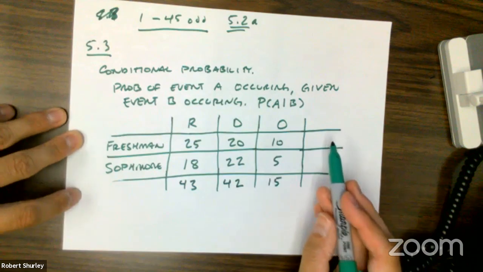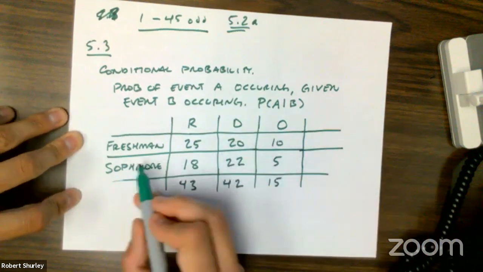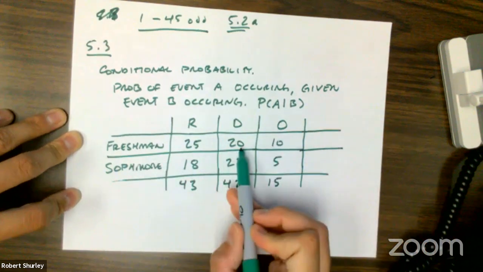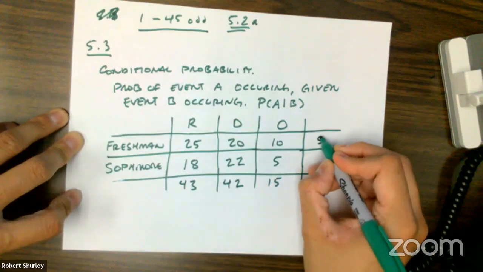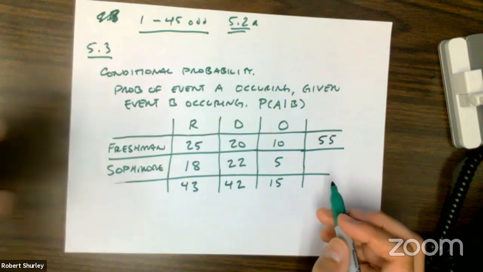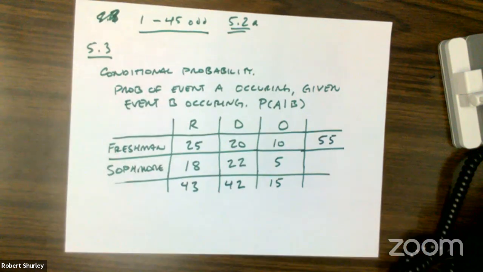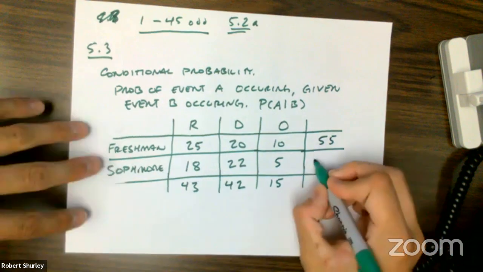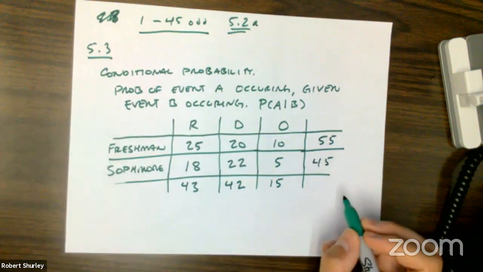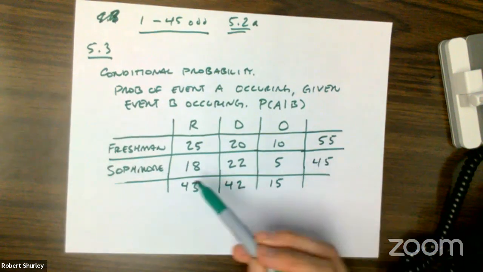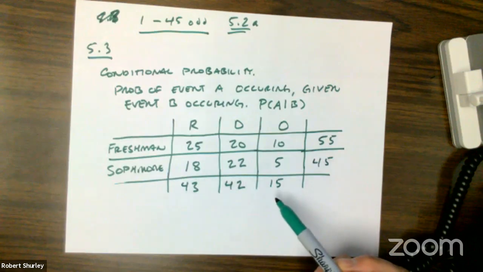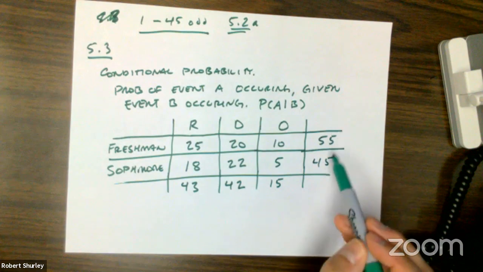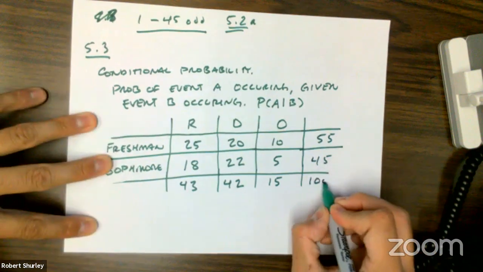And then on the other side, going to the right, how many freshmen did we have? Well, 25 plus 20 plus 10, that's 55, right? And then 18 plus 22 plus 5, that's 45. Holy cow, I did not mean to make these add up to 100. But notice, these are both going to add up to 100, right? Because this is everybody. The Republicans, Democrats, and other have to add up to the same thing as freshmen and sophomore. So this is our total.